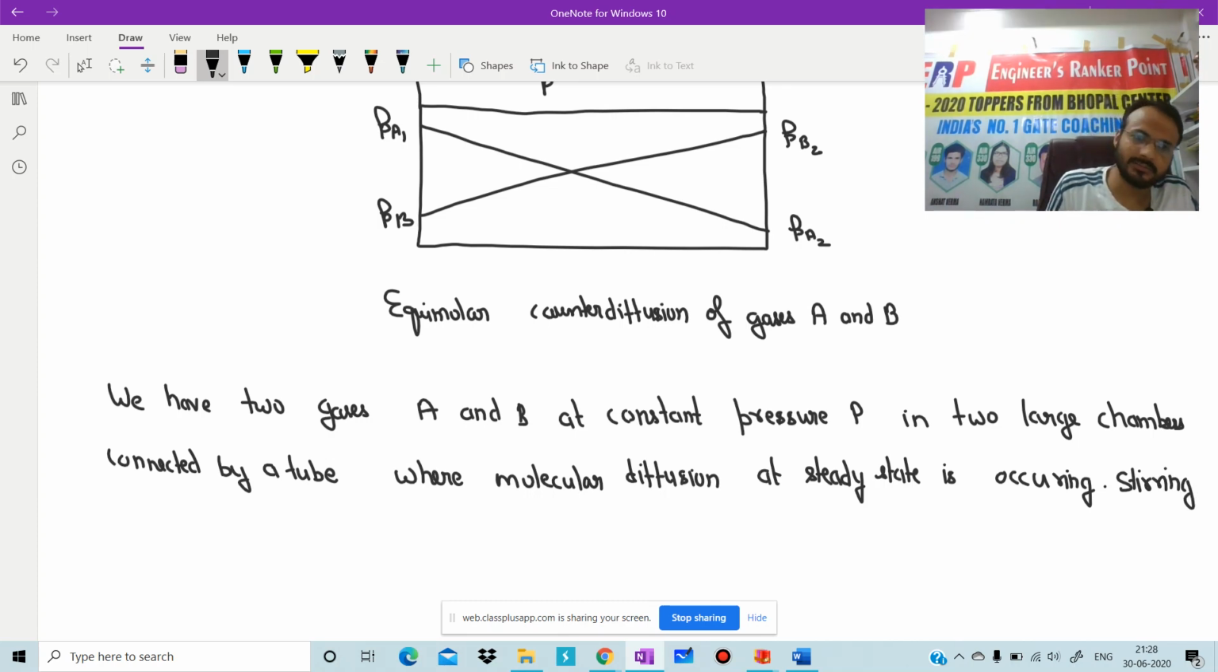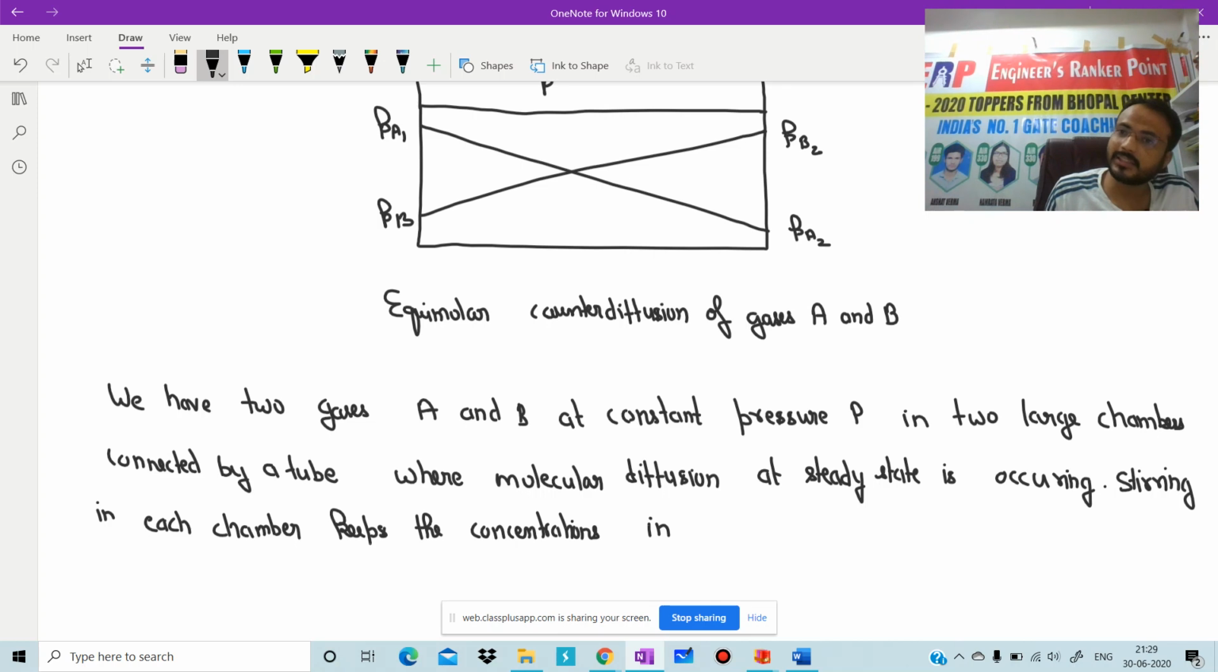Why are we going to stir? Any one of you or all of you write in the comment box. Stirring in each chamber keeps the concentration in each chamber uniform. That's why we are going to stir it in each chamber.